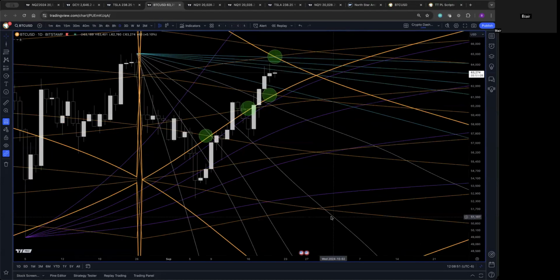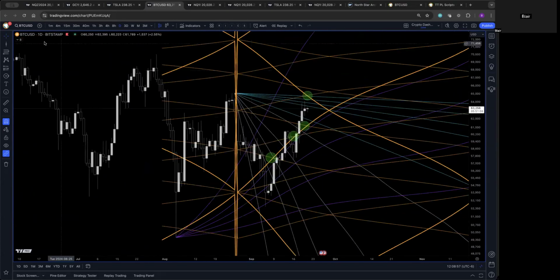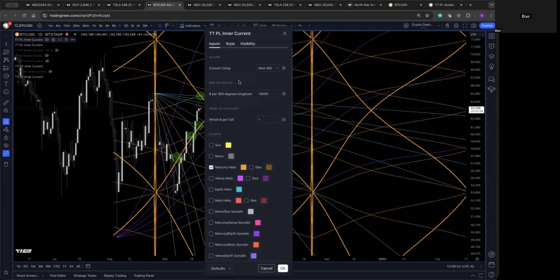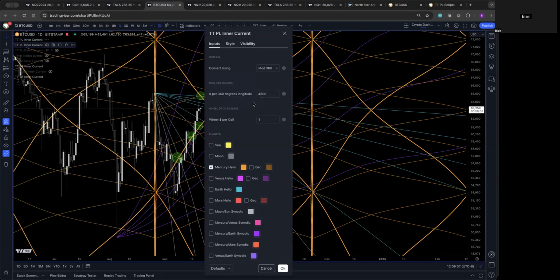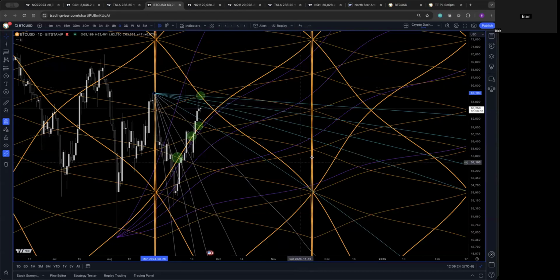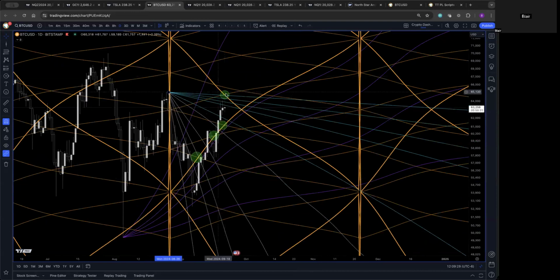All right, we're back with a quick view on Bitcoin here. And what we're looking at is planetary lines stacked up. So we have Mercury Helio scaled at 18,000, and Mercury Helio scaled at 4,500. Oh no, that's right, we just have those two. Sorry, I thought we had three Mercury Helios. We only have two of them. Okay, so we've got two Mercury Helios set up.